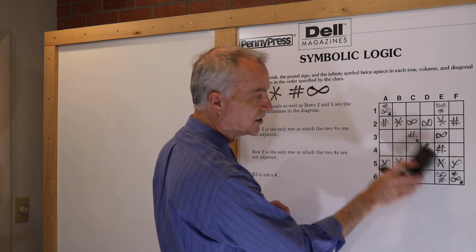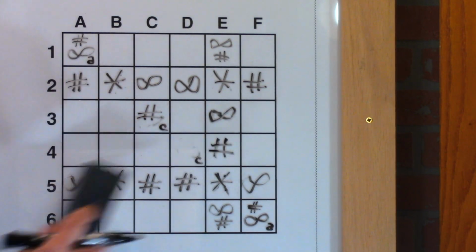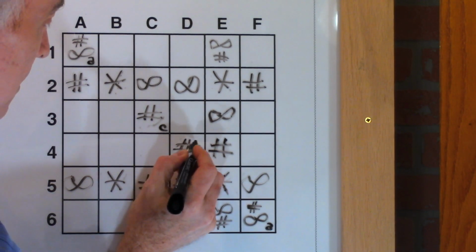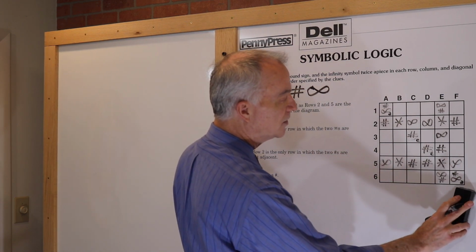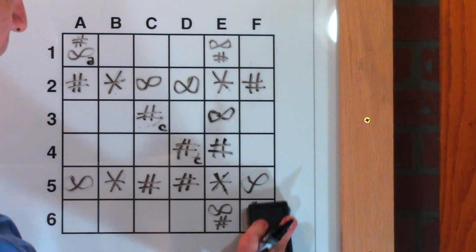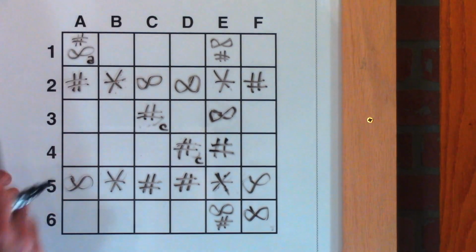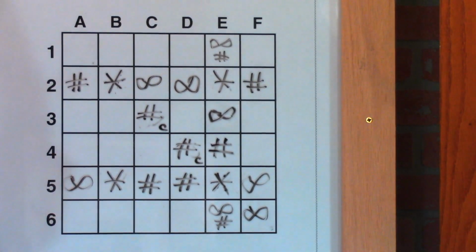Which also means that this will have to be the pound sign because this diagonal is a palindrome. It's got the little letter C in it. And now we can complete this diagonal down in the bottom here. This is going to have to be the infinity symbol, as well as square 1A will have to be the infinity symbol.